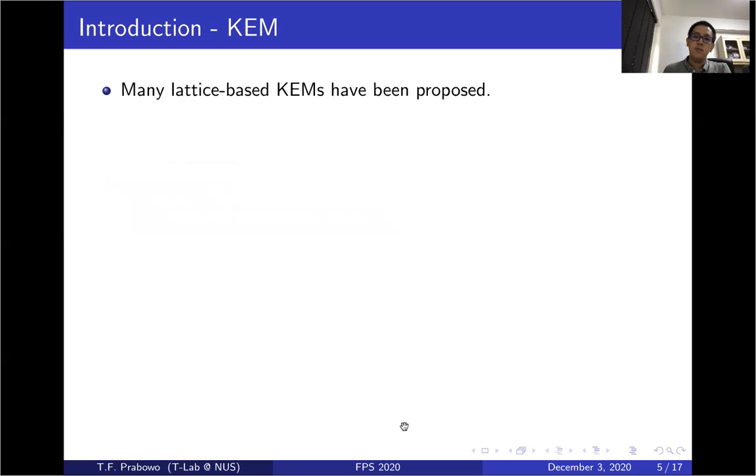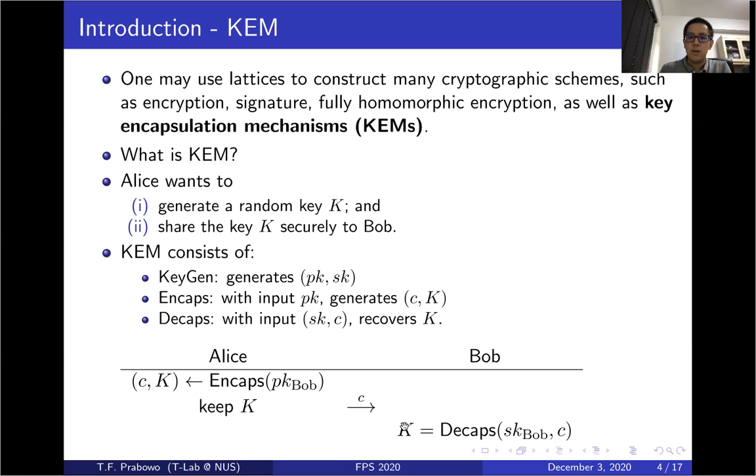In fact, many lattice-based KEMs have been proposed in the literature. However, most of them actually have decryption failure. What it means is that there is a small probability where you fail to decrypt, fail to decapsulate the key correctly. You fail to get back the key correctly.